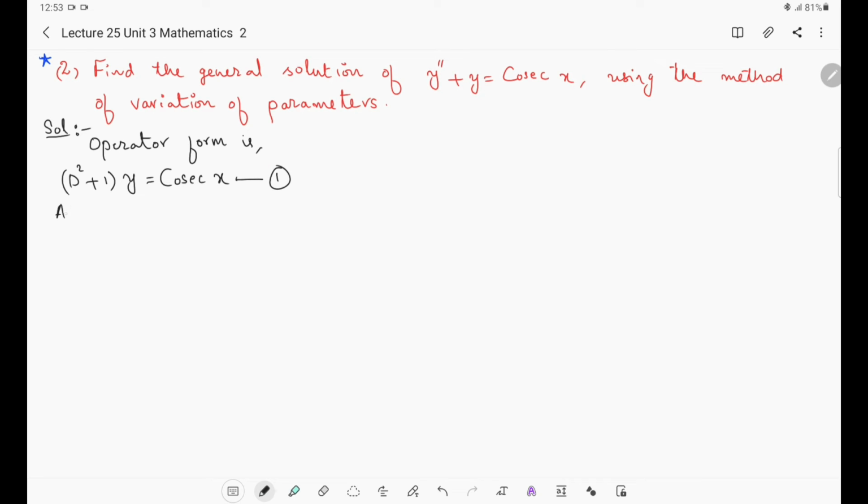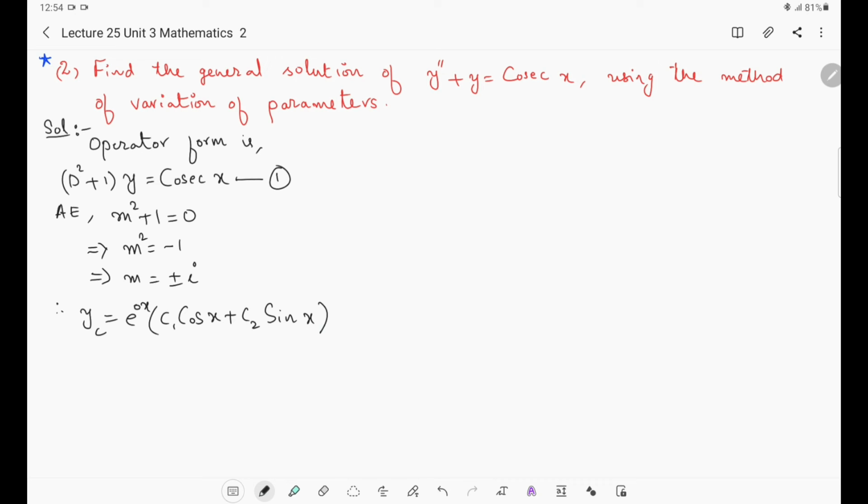Now for finding the complementary function, we have to write the auxiliary equation. The auxiliary equation is m square plus 1 equals 0, which is m square equals minus 1. Therefore m equals plus or minus the square root of minus 1, which is i, so plus or minus i. Therefore the complementary function yc is e power alpha x, so e power 0x into c1 cos beta x, where beta is 1 here, so cos x, plus c2 sin beta x, where beta is 1 again, so c2 sin x.